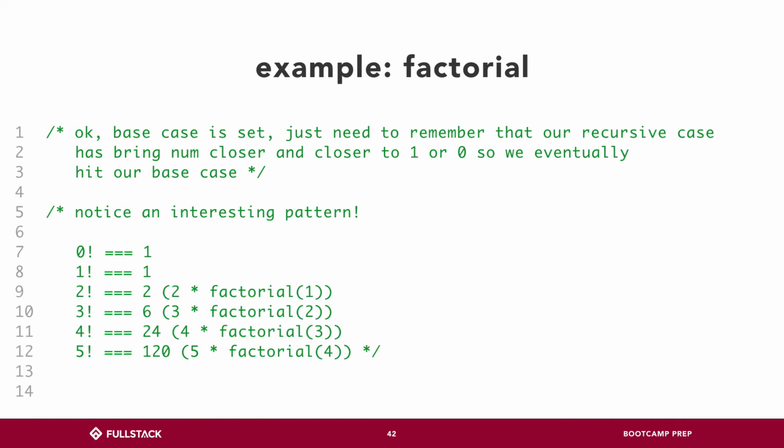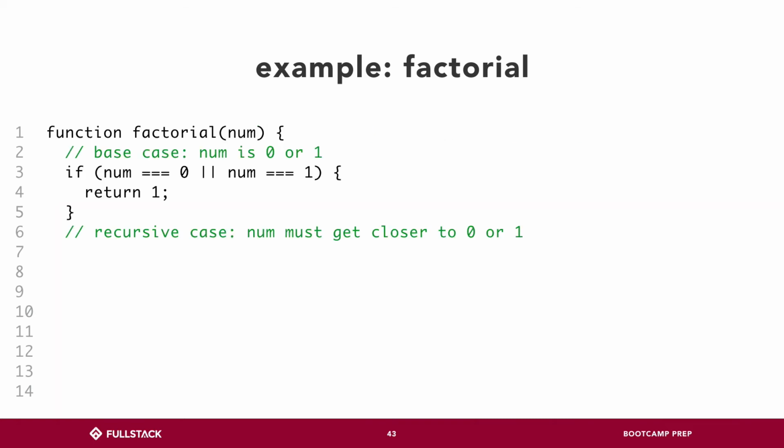Okay, so here we have a very interesting pattern. Our factorial of 5 can be defined as 5 times the factorial of 4. We don't have to necessarily know what factorial of 4 is. We just know that 5 times factorial of 4 is the definition of factorial of 5. And that's all the way down. Factorial of 4 can be defined as 4 times the factorial of 3.